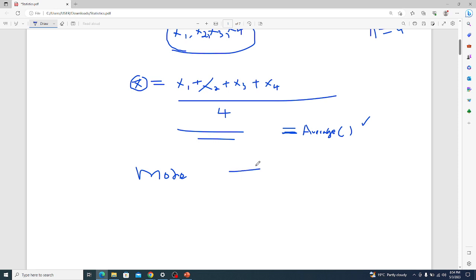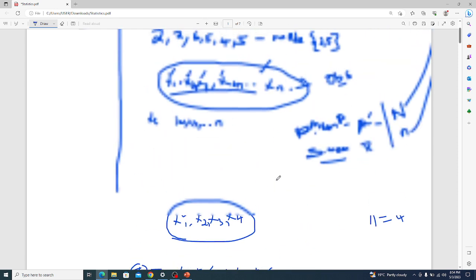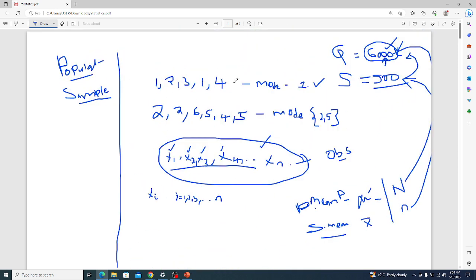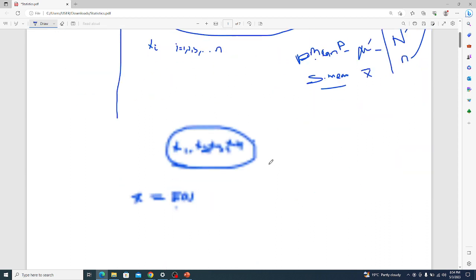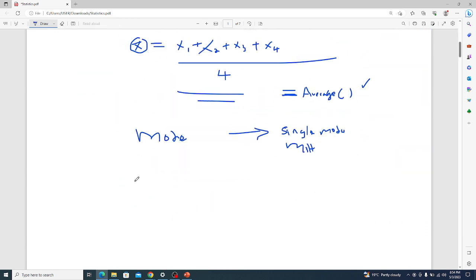So in mode we have 2 functions. We have single mode and multiple mode. Don't worry about my handwriting. We had discussed the mode here, so I don't have much to explain under mode. Now let's go to median.